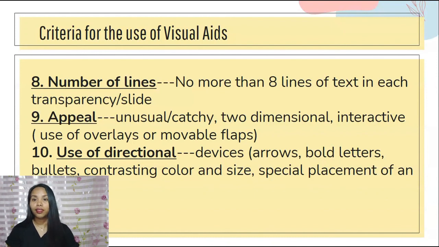And the last one is use of directional devices like arrows, bold letters, bullets, contrasting colors and size, and special placement of an item. So those are the criteria for the use of visual aids.